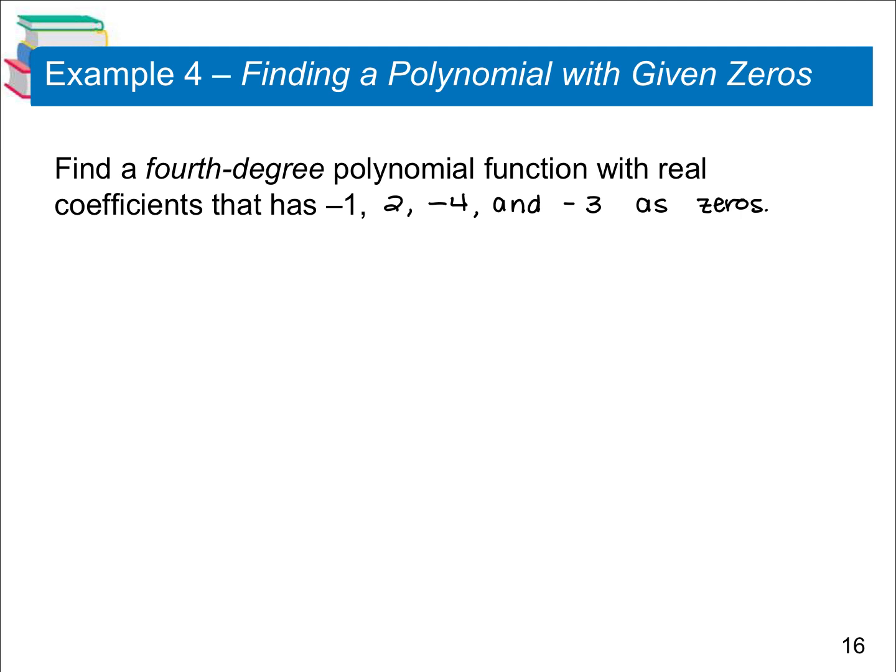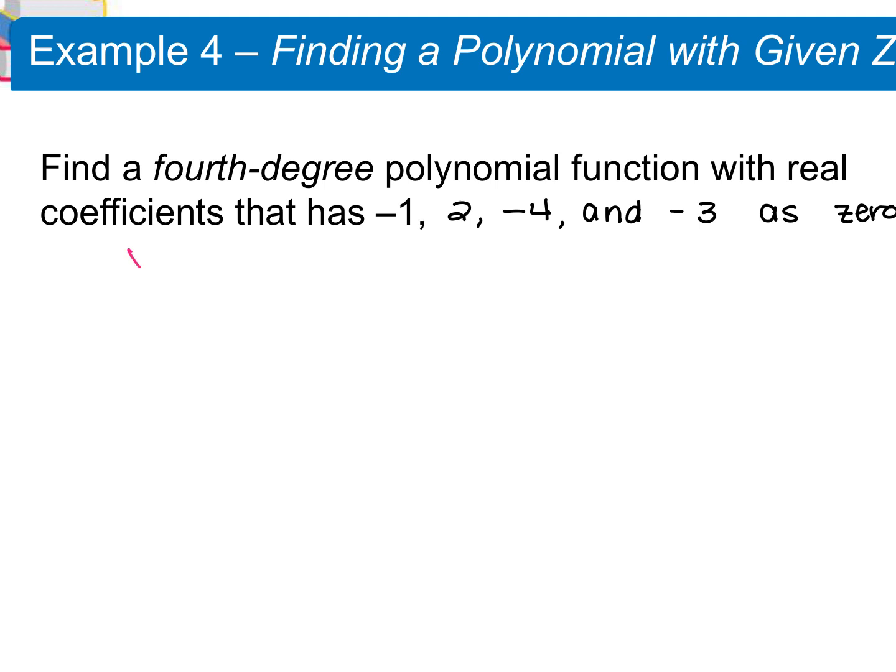And the next example that we're going to look at, it tells you to find the fourth degree polynomial function with real coefficients that has negative 1, 2, negative 4, and negative 3 as zeros, which means your solutions, or what x is equal to, is negative 1, 2, negative 4, and negative 3. So we are going to use x is equal to negative 1, x is equal to 2, x is equal to negative 4, and x is equal to negative 3.